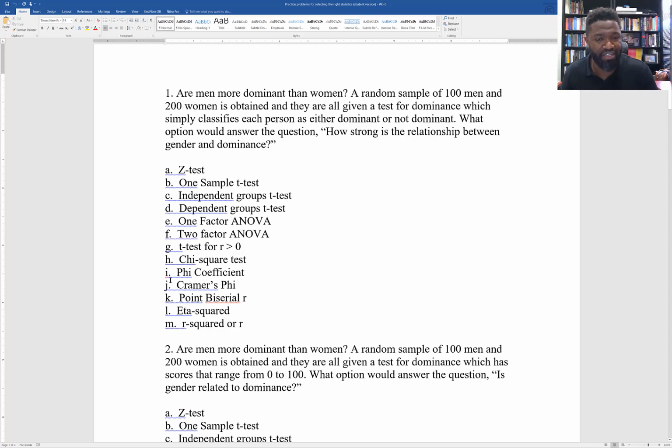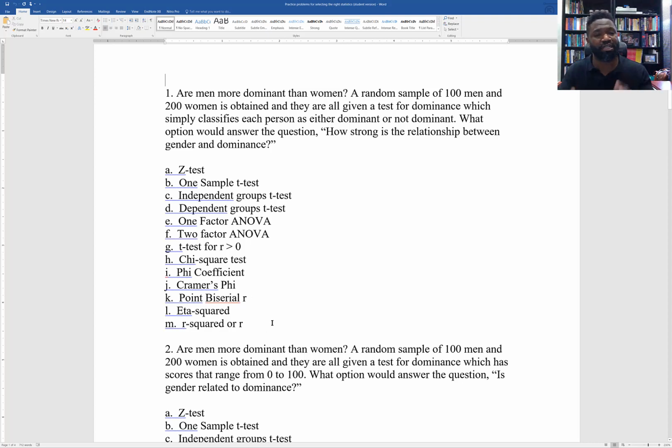And then all this stuff down here, the phi coefficient, even though we didn't necessarily learn that one, we learned Cramer's phi. Those are both measures of effect size. They go with the chi-square test. The point biserial is sort of a weird one that we also didn't learn. And we learned eta squared, and we did learn r squared, okay?